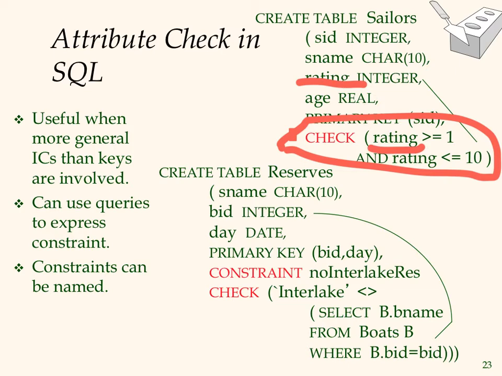At the bottom, you see a more complex constraint, so maybe we should take a bit of time and think about what this might be doing. So check interlake not equal to this query. So maybe I'll let you think about that for a few seconds.